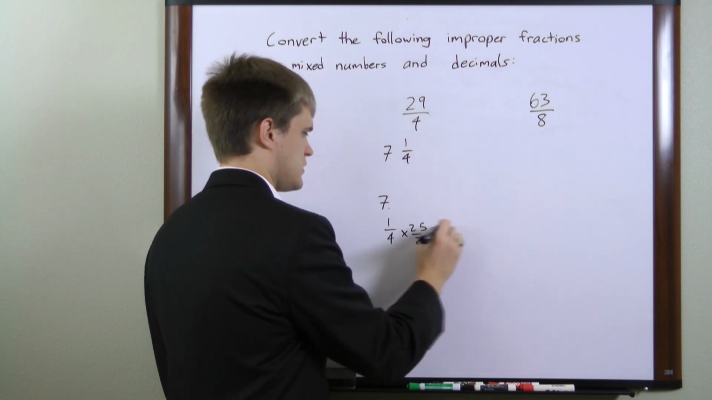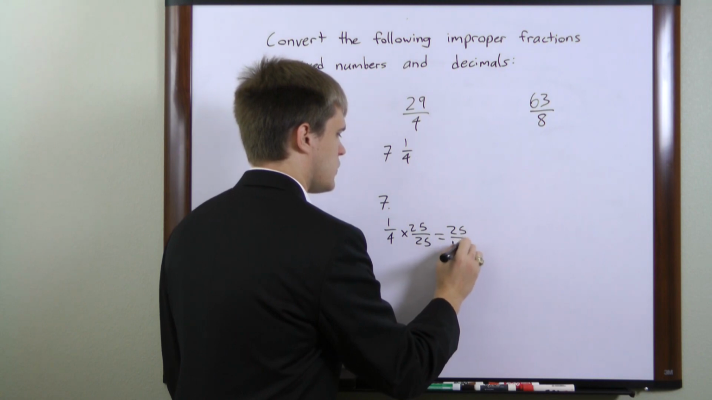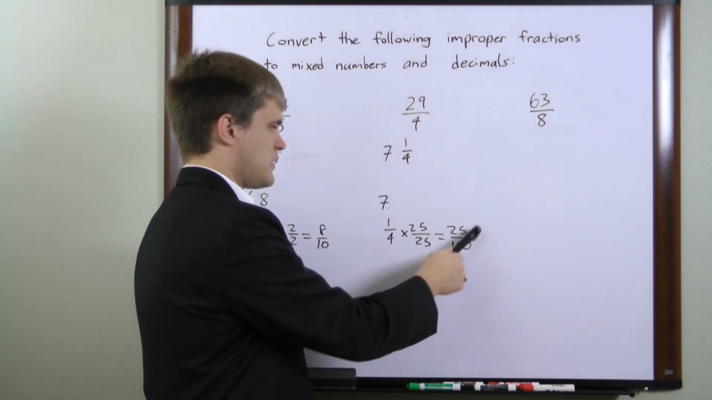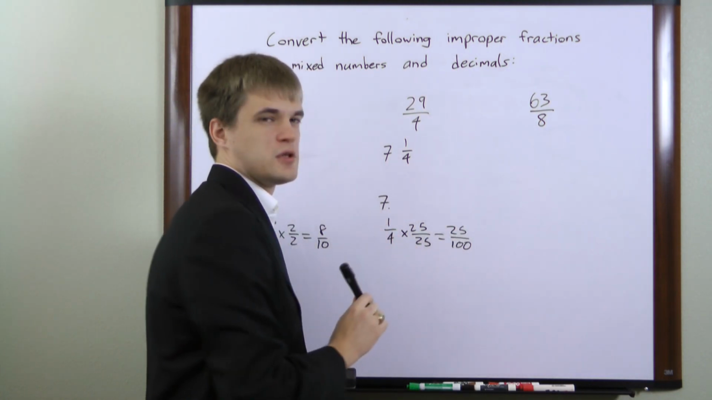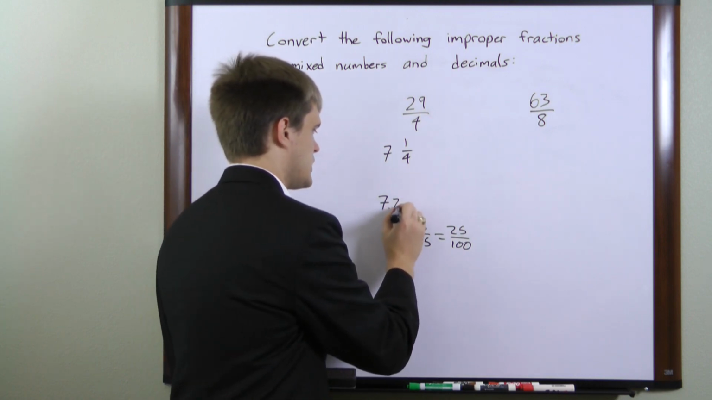and that gives us 25 over 100. So now we can take the numerator and put it to the right of the decimal, 7.25.